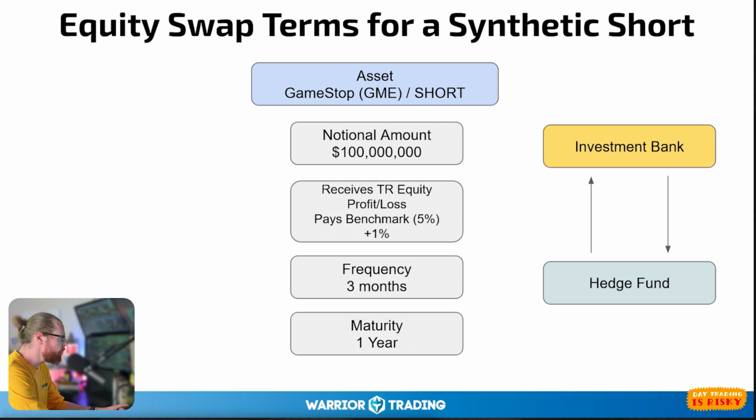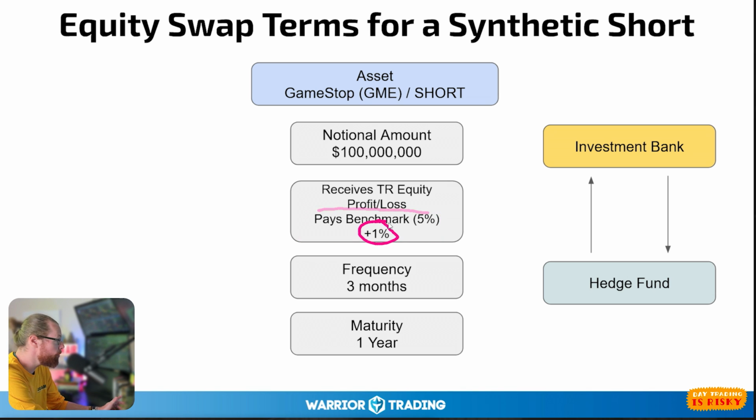But the way this term sheet works is that you've got the asset, you've got the notional amount, you've got the terms here. So this is a total return equity swap, which means the hedge fund is going to earn the profit or pay out the loss on this position. And in exchange for this swap, they have to pay the investment bank the benchmark interest rate, which let's just say is about 5% right now, plus 1%.